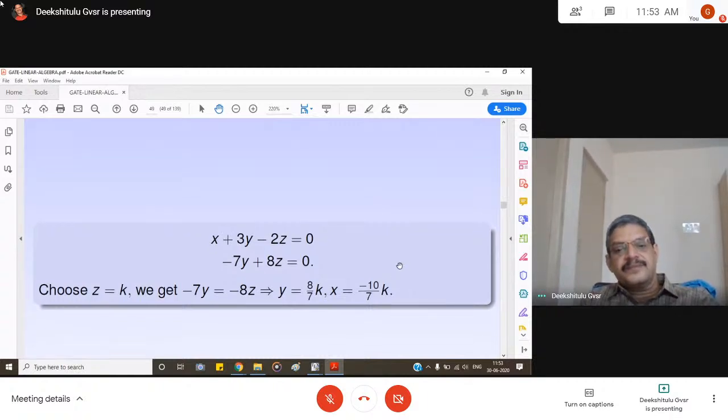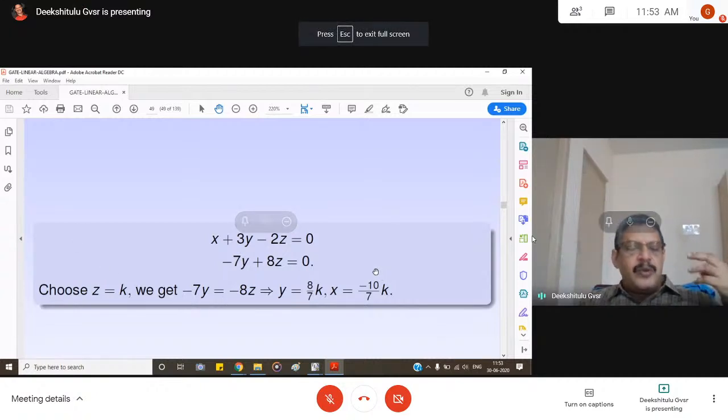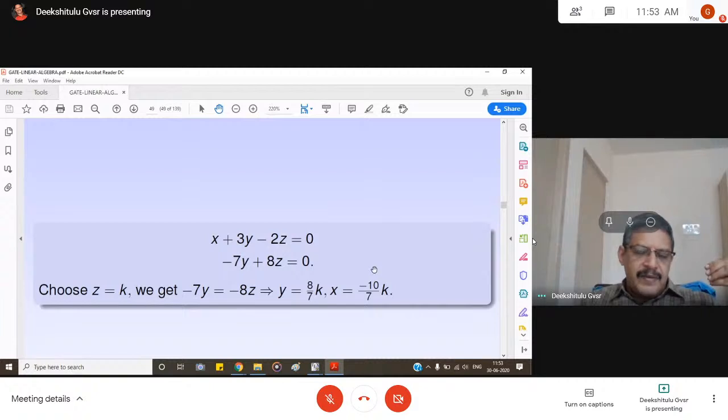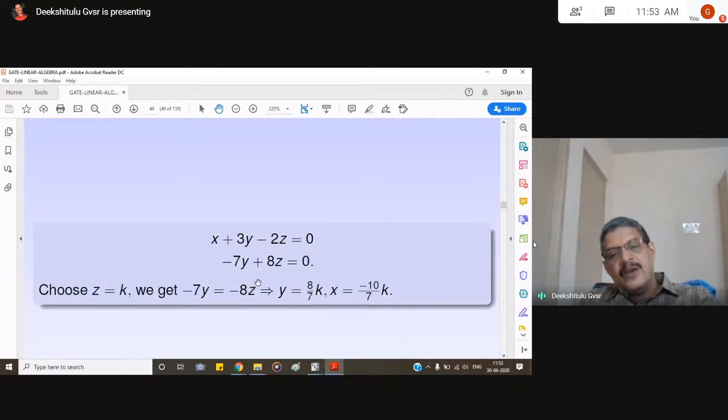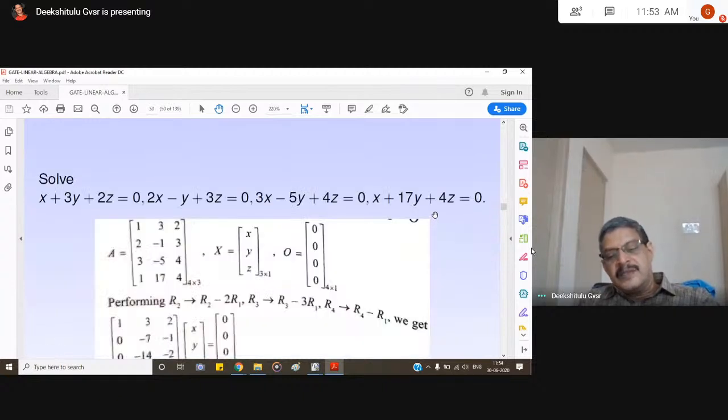Okay. So this is the solution. Now x is minus 10 by 7 k, y is 8 by 7 k, z is equal to k. k is an arbitrary constant. That means if you go on changing the value of k, the solution also changes. So how many values can k take? It can take an infinite number of values. Corresponding to each value of k, you get a solution. So that's why we get an infinite number of solutions by assuming n minus r arbitrary constants.